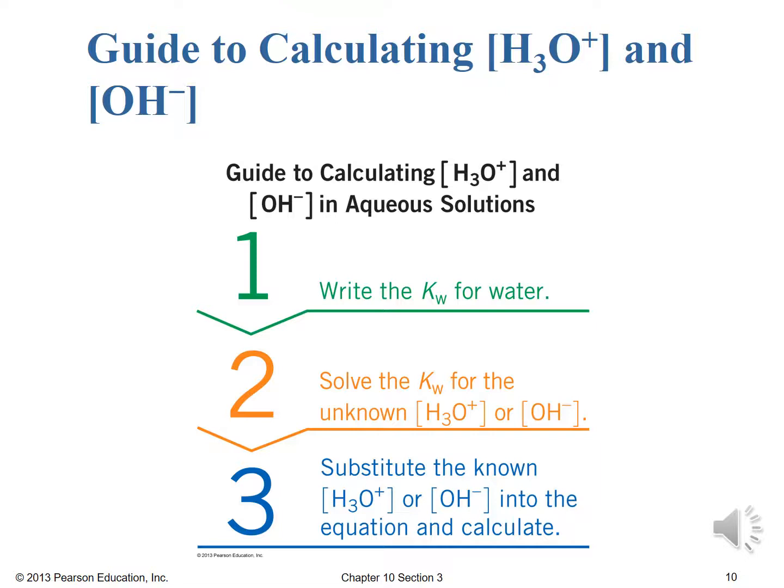Okay, it's the last chapter, so I think you've caught on by now that once we have something that allows for a calculation, we've got our guide to help us. In this case, we're calculating H3O plus and OH minus. First we would write the Kw for water. Then we could solve the Kw for the unknown, whether it's H3O plus or OH minus, or both if we have a neutral solution. But I wouldn't expect you to do that for an acidic or basic solution; I would have to give you one or the other so you can find the missing species.